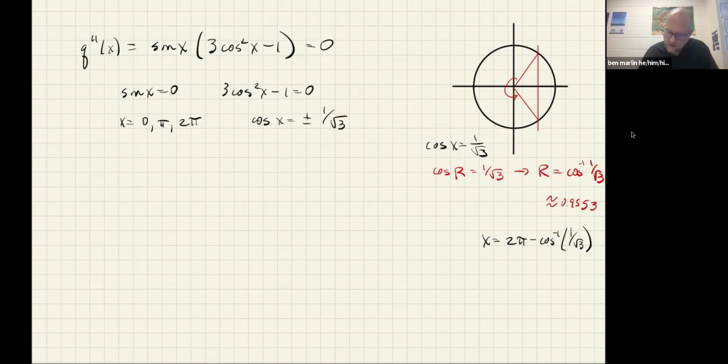And if we wanted to get an approximation on that, that would be about 5.3279.